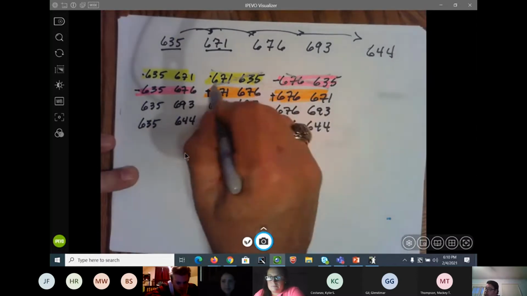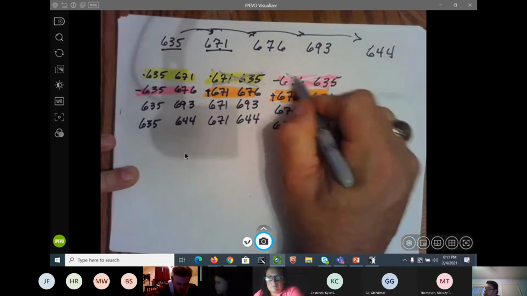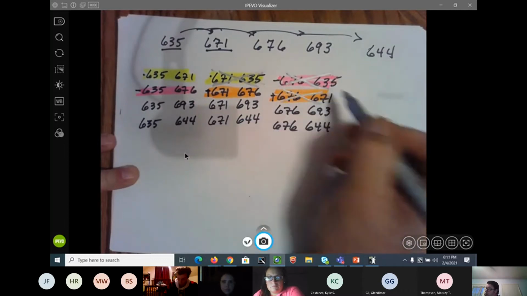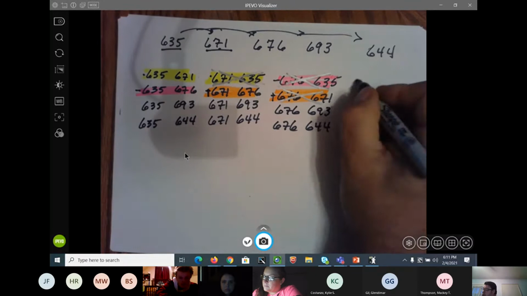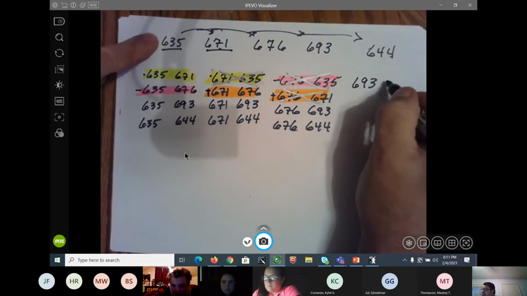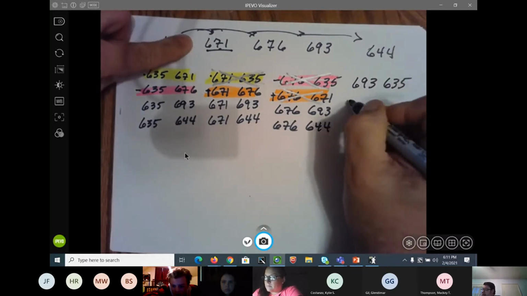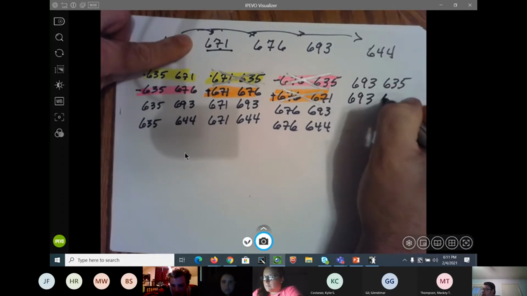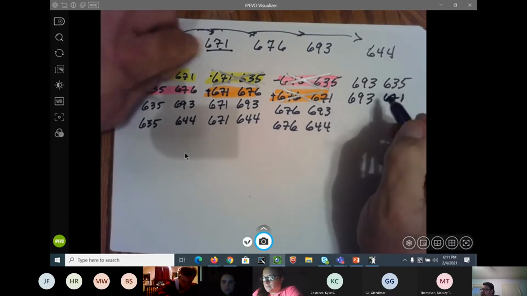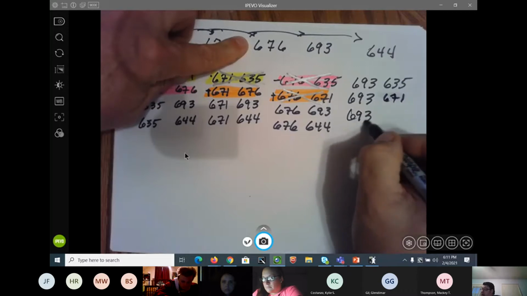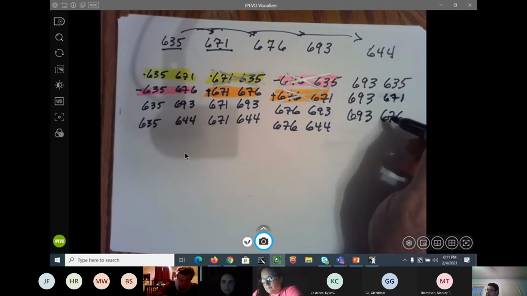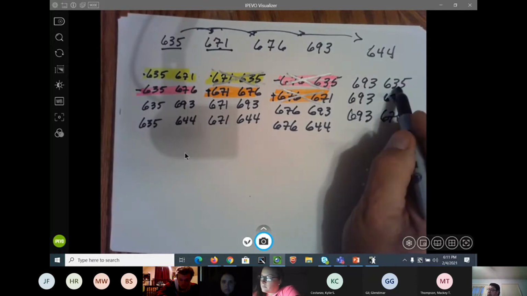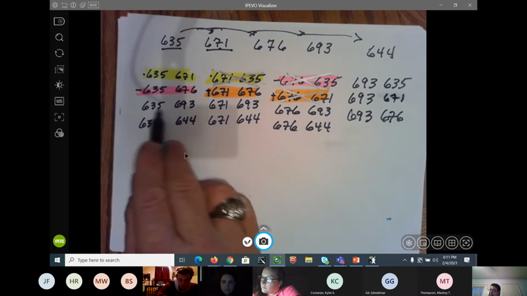Okay, I marked through this one, and I marked through this one, and I'm going to mark through this one. Okay, now I got what? 693? So 693 with 635. 693 with 671. And of course, all these are copies. 693 with 676. Now, all three of those may be copies. I don't know. Let's see. 693 to 635. Right there.